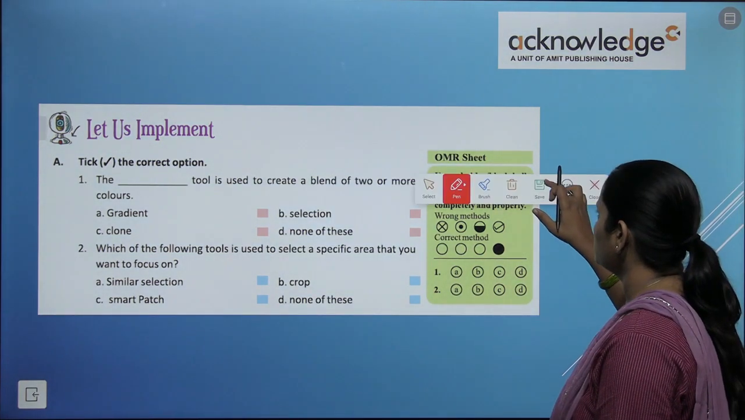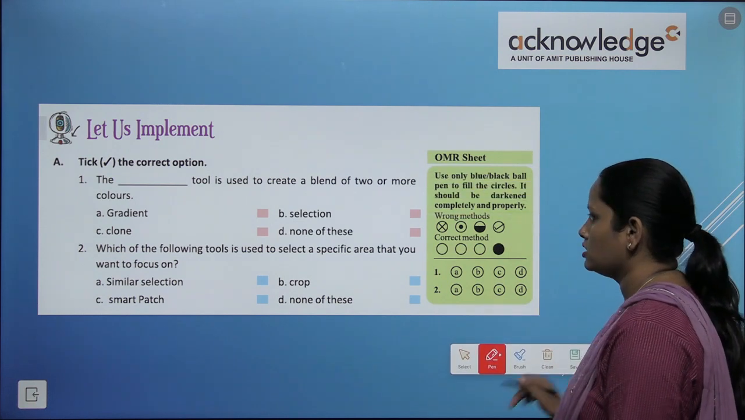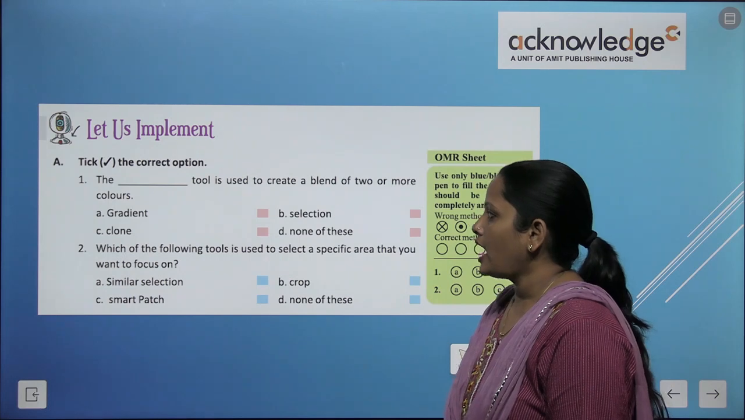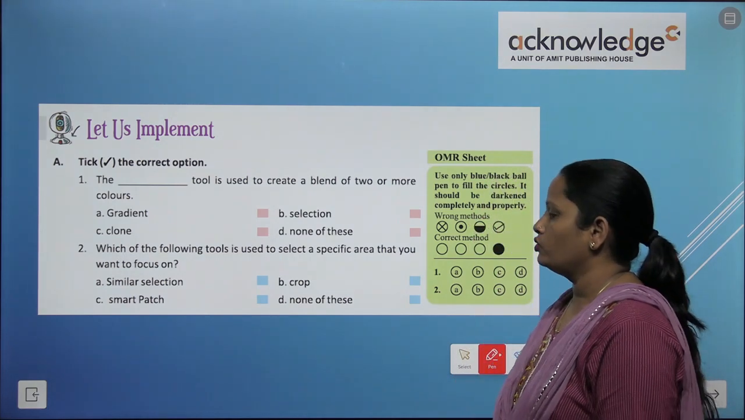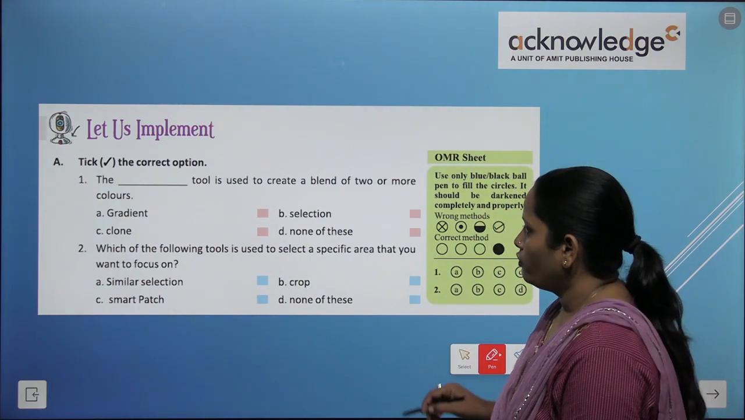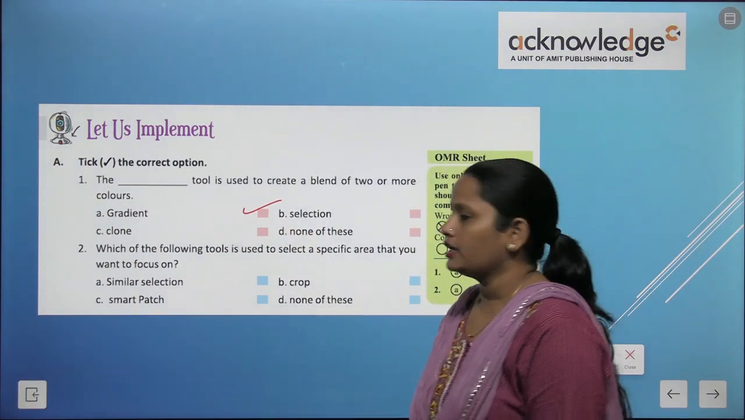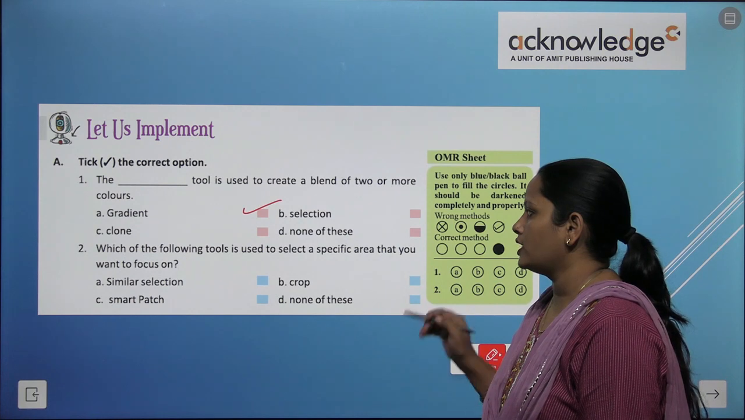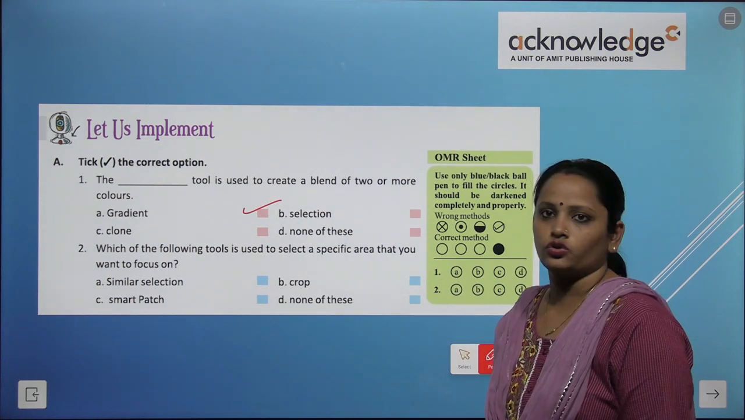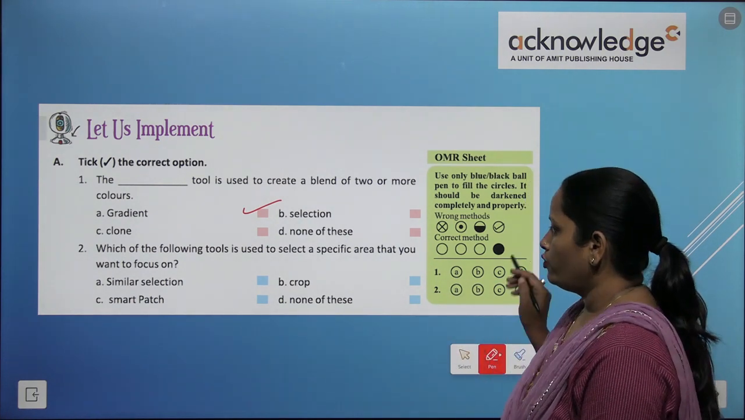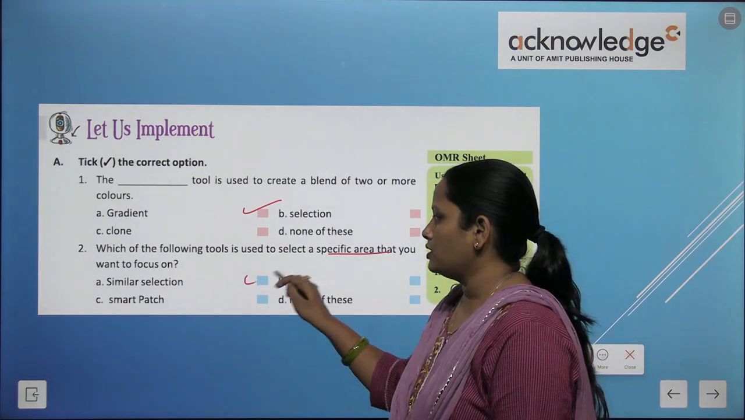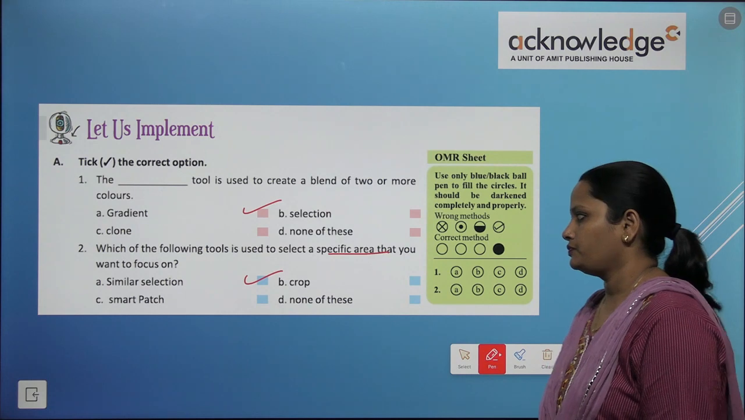Here the first question is a check the correct. The first question says, the dash tool is used to create a blend of two or more color. For this, use the gradient tool. Which of the following tool is used to select a specific area that you want to focus? So, for selecting the specific area, we use the similar selection tool.